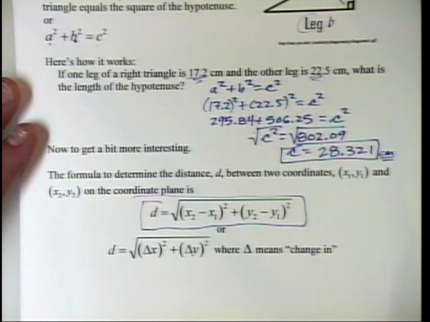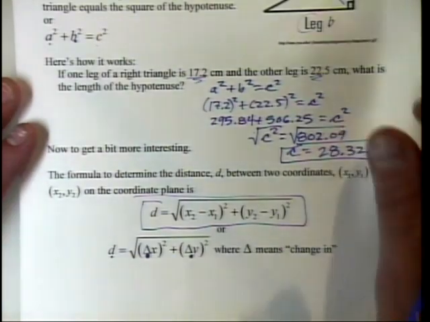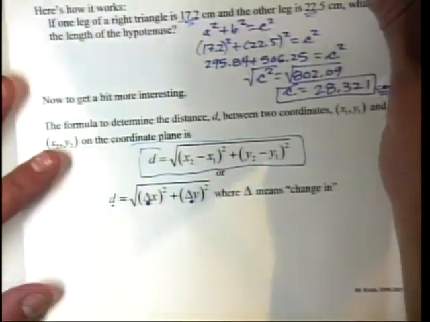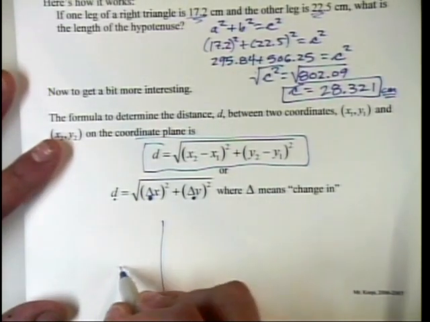x sub 2 minus x sub 1 is just the change in the two x values. So we can denote the change in the x values as delta x, and the change in the two y values as delta y. And it's d equals the square root of delta x squared plus delta y squared. Now this is nothing more than the Pythagorean theorem on the coordinate plane. Let me show you where this comes from very quickly.